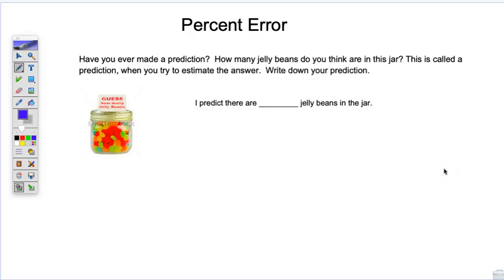Today's lesson is on percent error. Have you ever made a prediction? How many jelly beans do you think are in this jar? This is called a prediction, when you try to estimate the answer. Write down your prediction, and we will be referring to it a little bit later in this video.